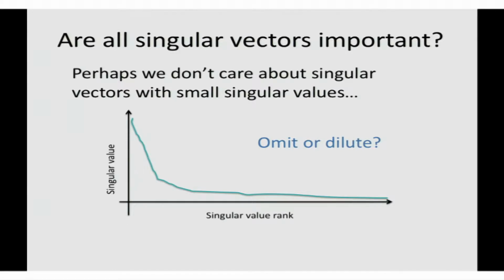So perhaps we don't care about singular vectors with small singular values. If we take our singular values and order them in decreasing value, spread out by rank, maybe all of the mass, or a lot of the mass, is concentrated at our top singular vectors. And so we should maybe treat the rest of the singular values differently. There are two things that you could do. One would be to omit the lower singular values. The other would be to dilute them.